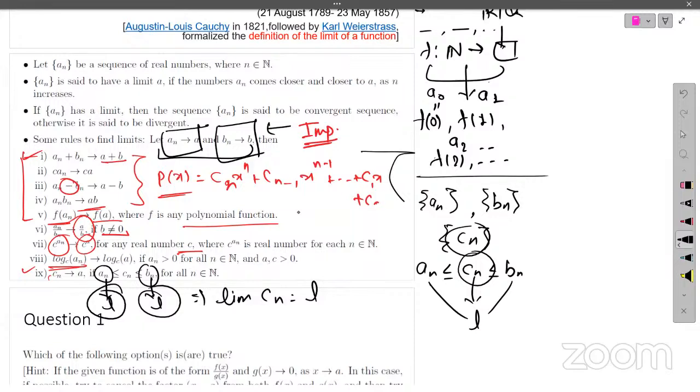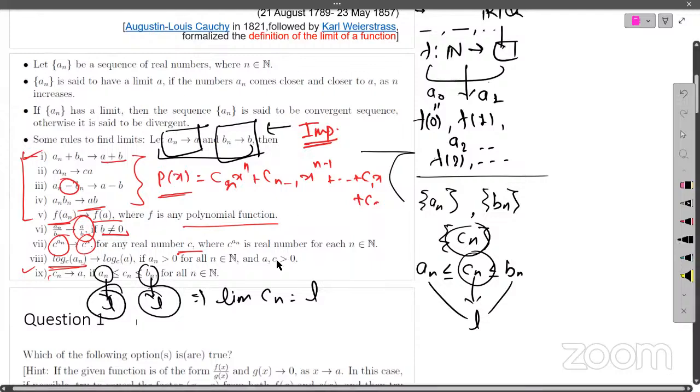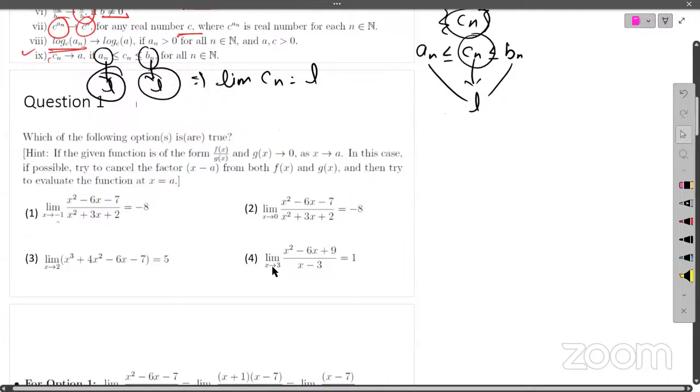Okay, so these are the basic rules for finding the limit of a sequence if it is made from two sequences whose limits are already known to us. Now we will solve some questions related to this particular topic. Let's try to solve the first question.